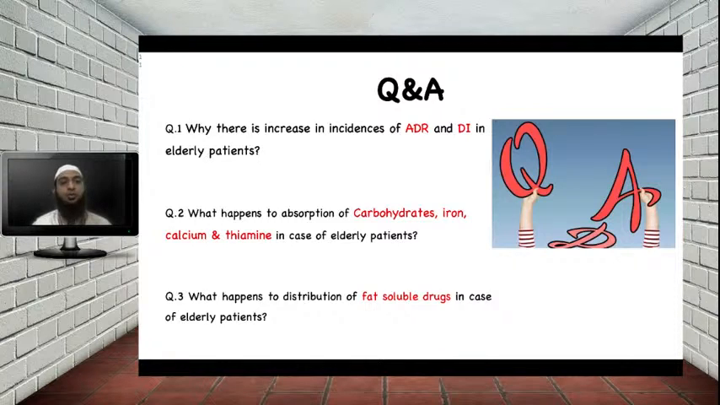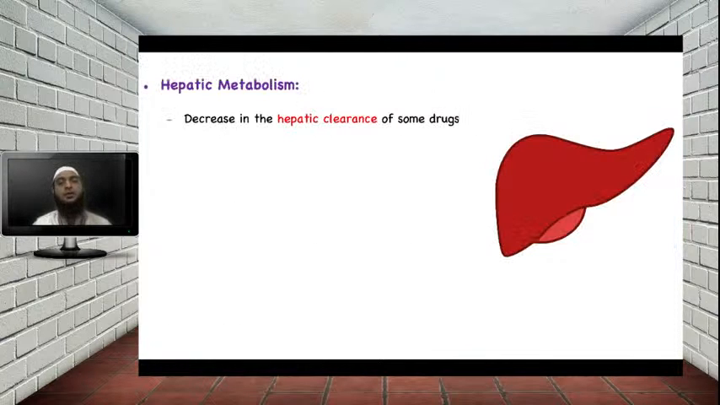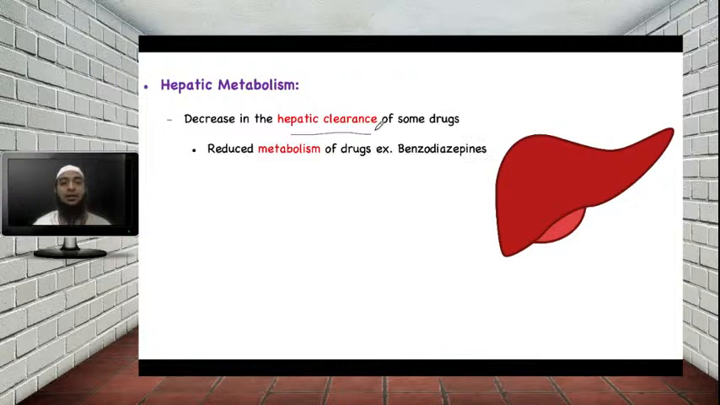Okay, let's move on to the next part of today's session. We have seen the first two parameters of pharmacokinetics, absorption and distribution. Let's see about hepatic metabolism, the third parameter. It is observed that in elderly patients there is a decrease in hepatic clearance of many drugs. Since the function of all systems and organs decreases in elderly patients, the liver is not an exception. Due to decreased hepatic clearance, the metabolism of many drugs like benzodiazepines is reduced, right?